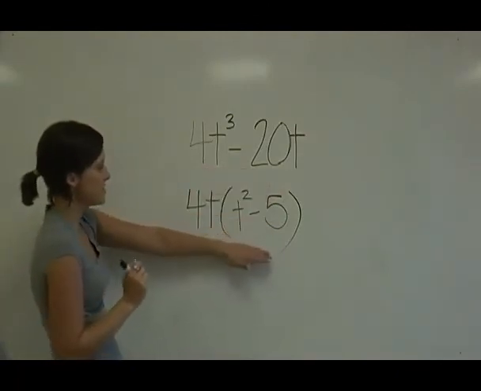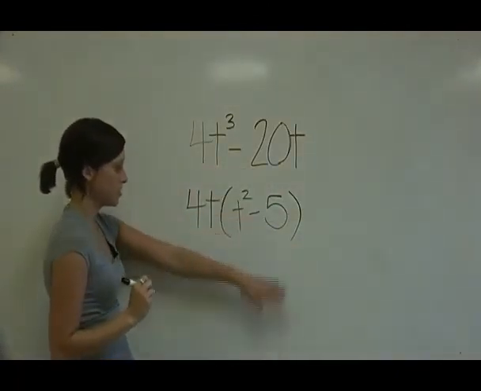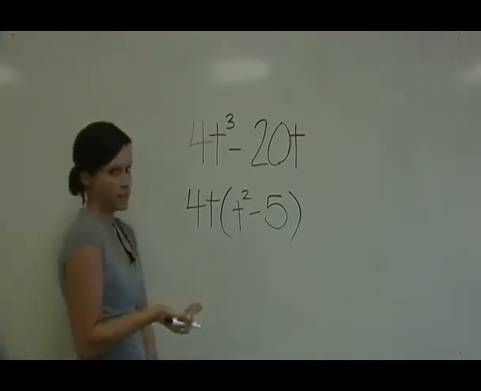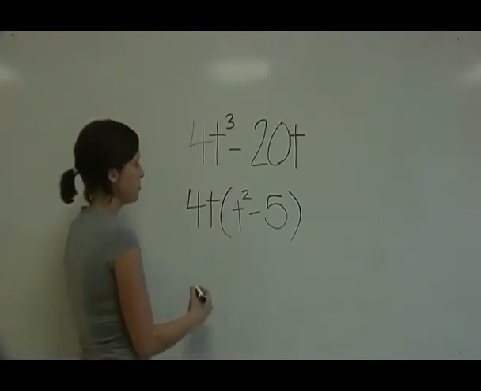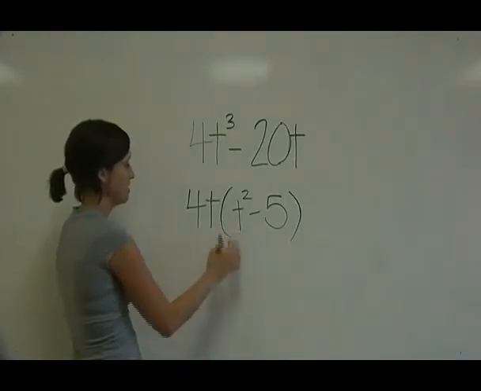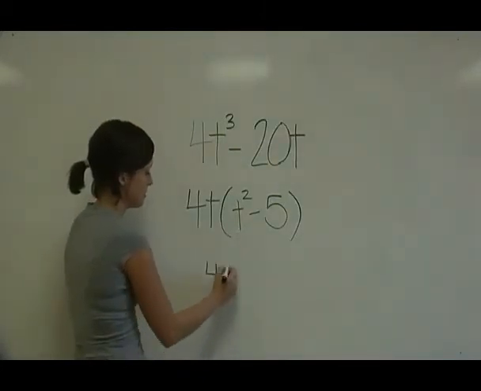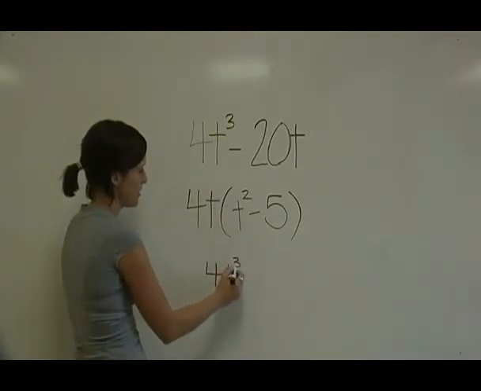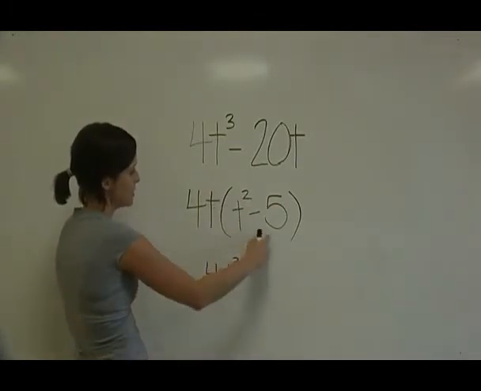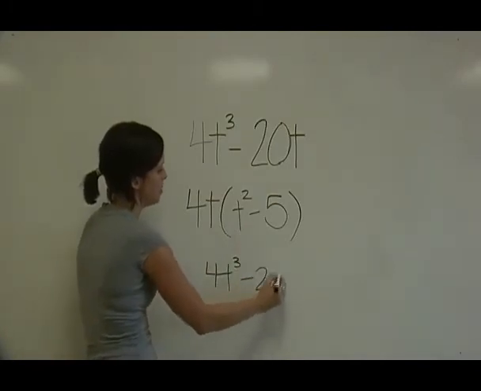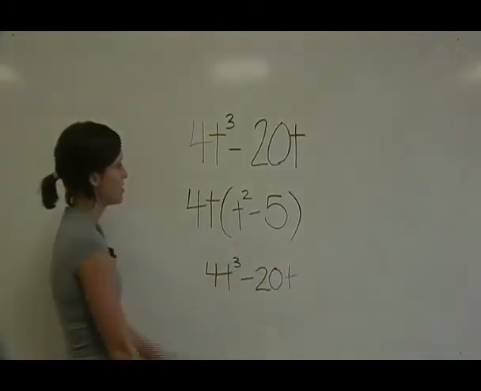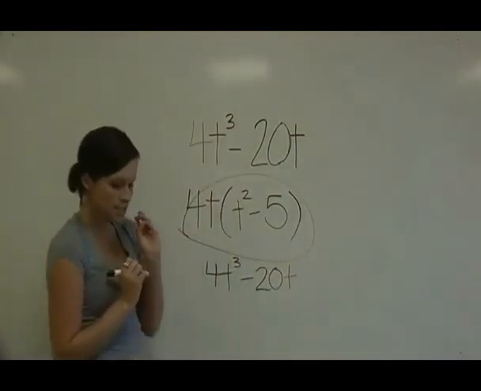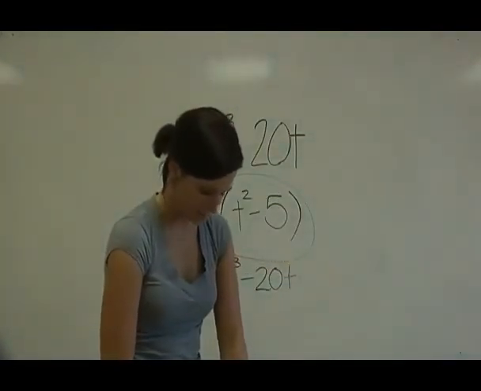So this is the same as this, and we'll even work it out just to make sure that we have the right answer. If you have time on the test, you can, but if not, just move on. So if you take 4t times t squared, you add the exponents, 2 plus 1 is 3, so t cubed. And then you do 4t times negative 5, which is a negative 20t, which takes us right back. So this is your answer, which is selection A.